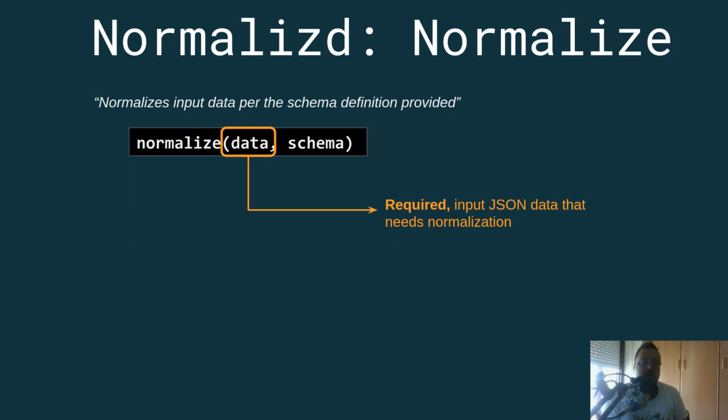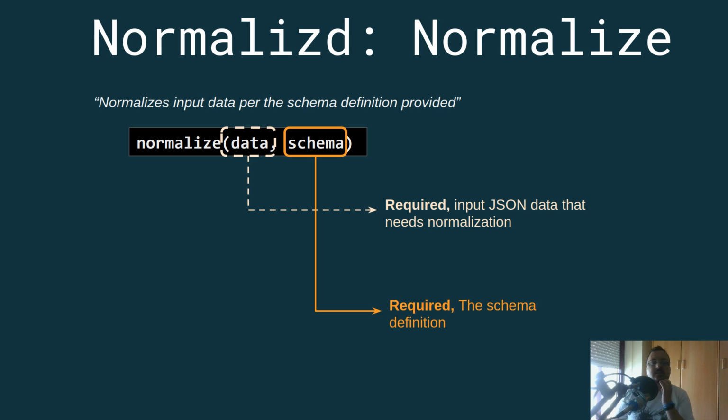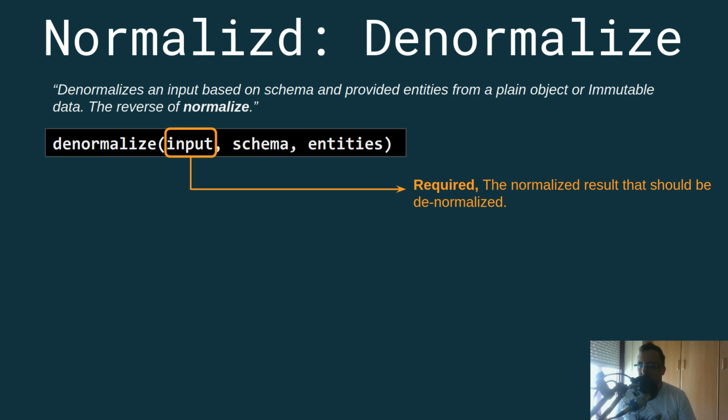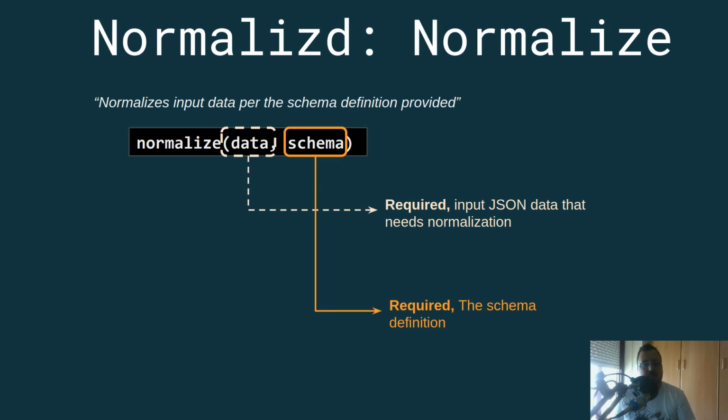Normalize function. Normalize inputs data by the schema definition we provide to it. So it has a first argument that is the JSON data that needs normalization, usually the API response. This is the data we need, and the schema is the schema definition. This is where we say, okay, this is how we want you to normalize the input, and it returns normalized JSON. So we pass it the data and how we want it to be normalized. Oh, I don't have the example here.